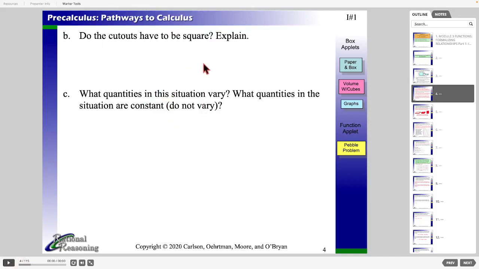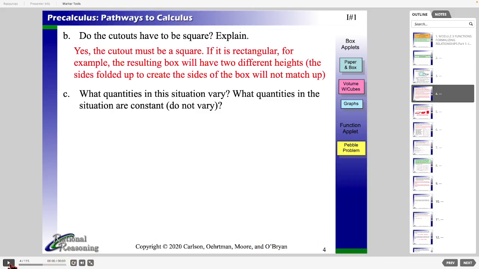The question is, do the cutouts have to be squares? I guess you could do rectangles, but then one side might be higher than the other, right? If the height of the box is going to be the same, then really they need to be squares. But you might want to be creative, right? But to get a nice square box for storing things, we would want it to be a square so that the height of the box is determined from that cut.